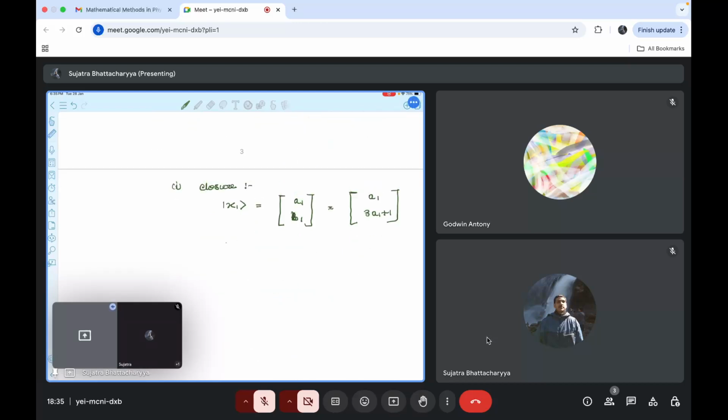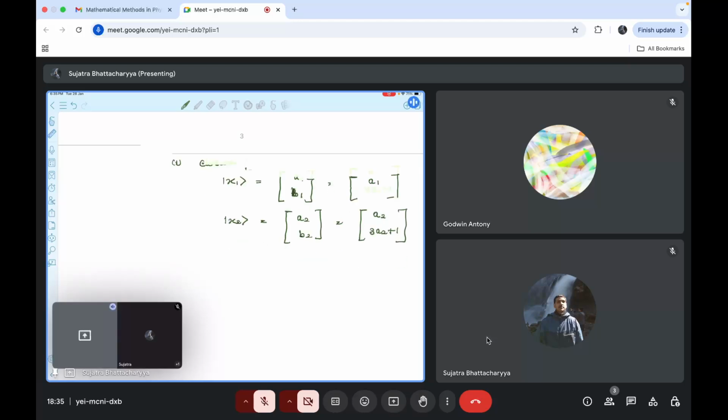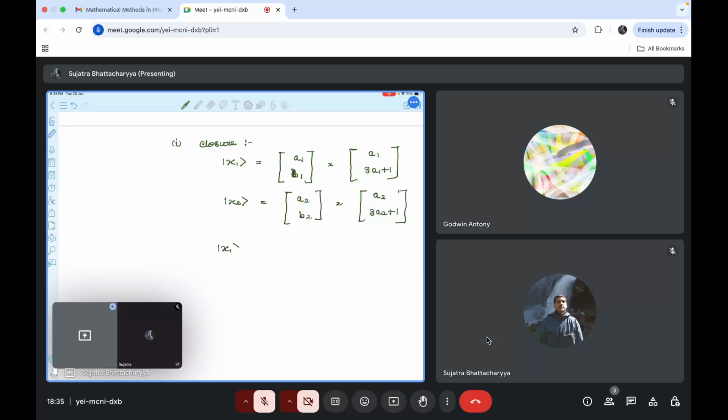Fine. Now, let us say another vector x2, having elements a2 and b2, which we can write as a2, the first element, and the second element by the relationship, we can write as 3a2 plus 1. First, let us add them. So what will it give? See, this is a1, 3a1 plus 1. Just add component wise. A2, sorry, this is a plus sign, 3a2 plus 1. So this element will be added to this element.